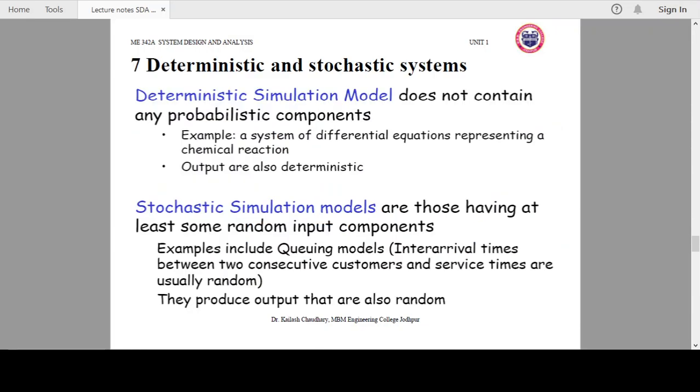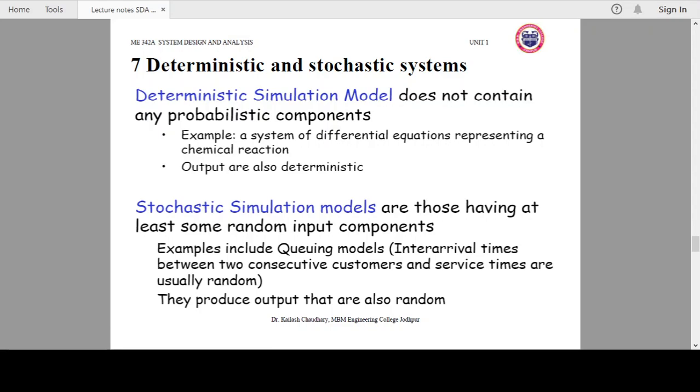Then comes the deterministic and stochastic systems. Deterministic simulation models do not contain any probabilistic component. So here you definitely get a solution for a differential equation, and you don't use any probabilistic model in that. So this kind of system is a deterministic system.